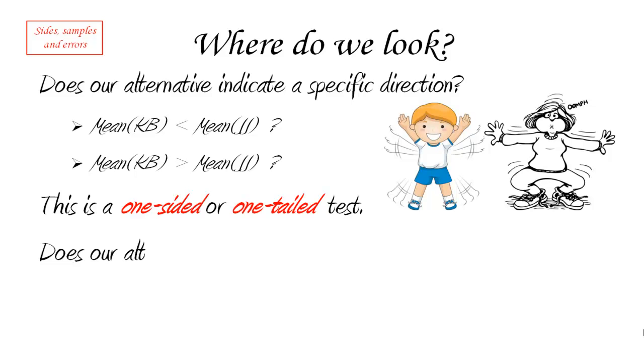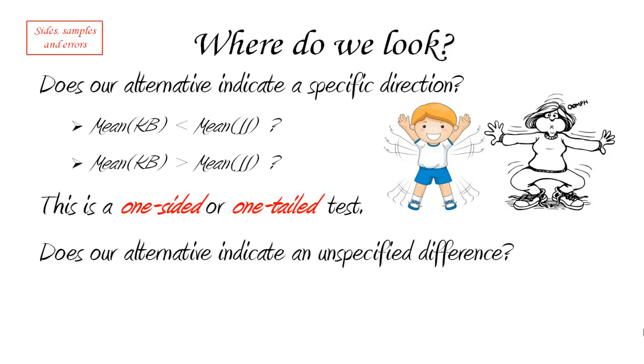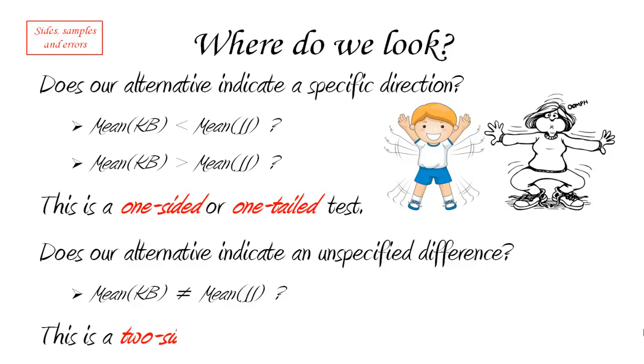On the other hand, we could have an alternative hypothesis that does not really specify any particular direction for the difference. So in this case, we might say, well, is it true that the mean heart rate following knee bends is actually different from the one following jumping jacks? We don't know which way, but they're going to be different. So in this case, we're going to say that we're doing a two-sided or two-tailed test.